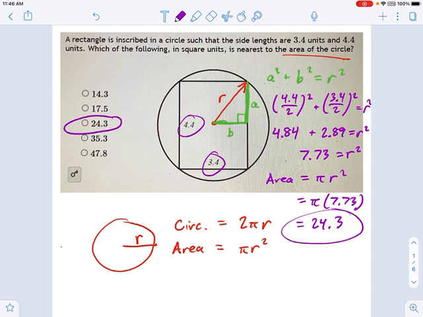Now, if you had a circumference problem, you would have needed to figure out r. You would have needed to square root this and figure out r. But deal with that when you get to it.